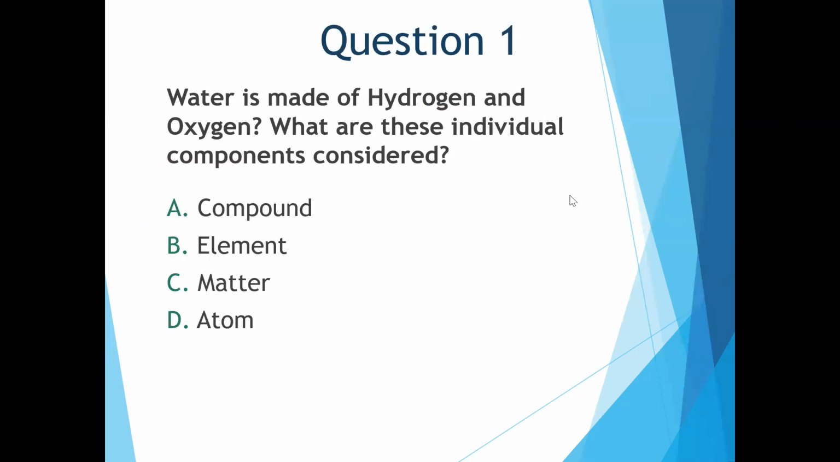Okay, that brings us to our first practice question for this lecture. Water is made up of hydrogen and oxygen. What would you consider these individual components, as in hydrogen and oxygen? A, compound, B, element, C, matter, or D, atom. Take a second, think about that one.